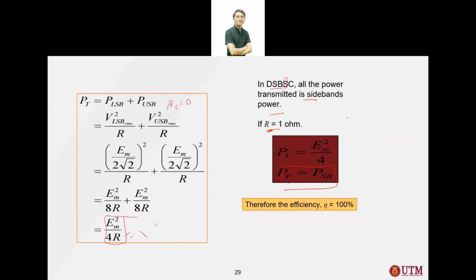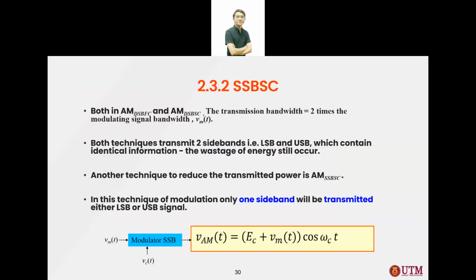Therefore, in terms of transmission efficiency of information, it is 100% because we are sending all signals containing information. We don't send them together with the carrier, meaning we don't have a solely carrier component. We just have the upper sideband and lower sideband, so both of them contain information. That's why transmission efficiency is 100%.